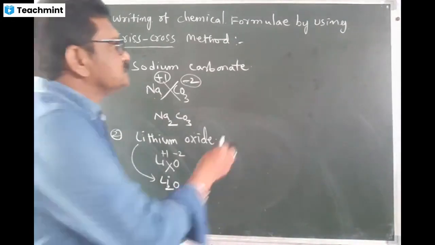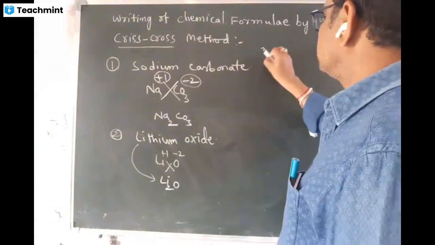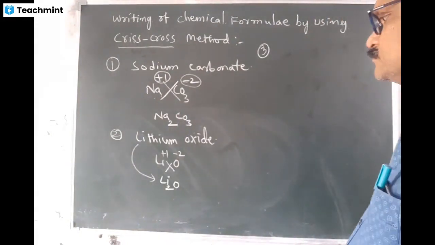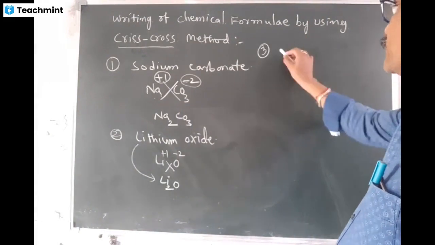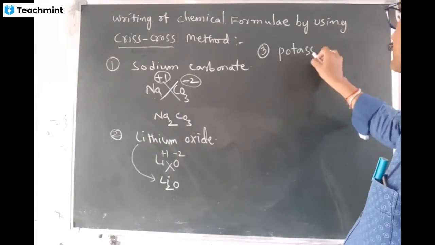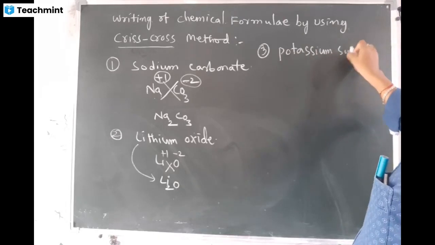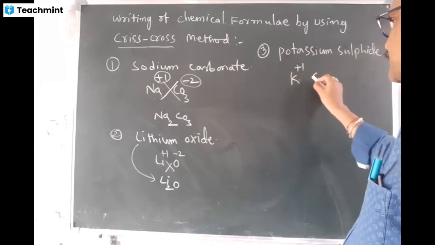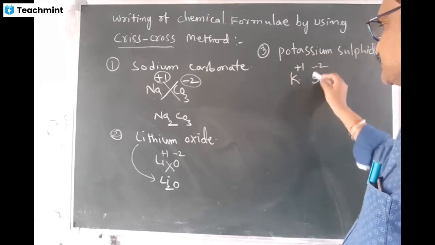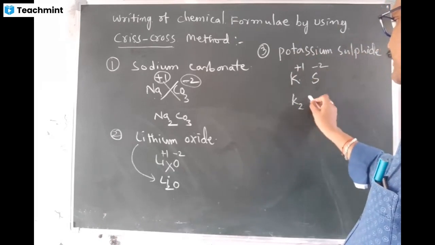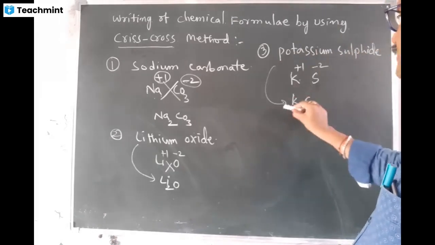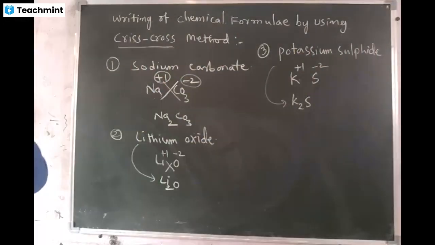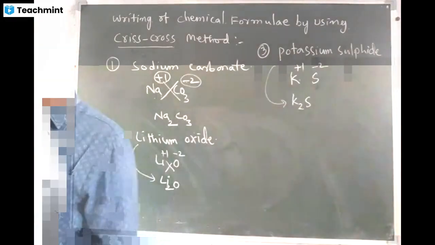Okay, then the third one: potassium sulfide. What is the formula of potassium sulfide? Potassium means K plus 1. You know this. Sulfide means S minus 2. Just cross over the charges and you are getting K2S. This is the formula of potassium sulfide.